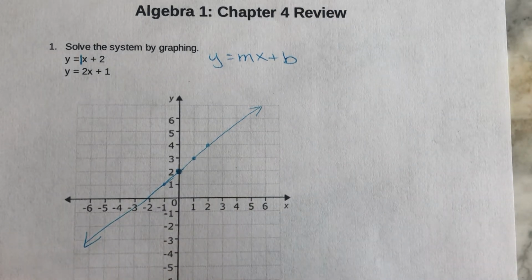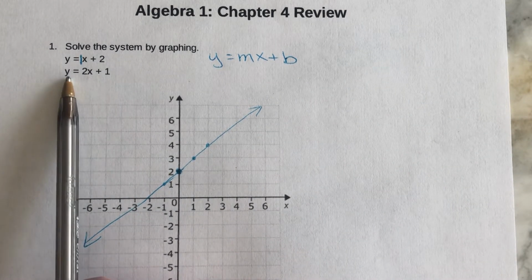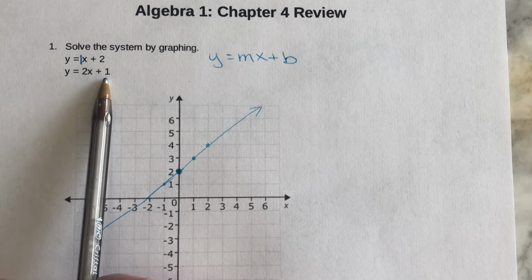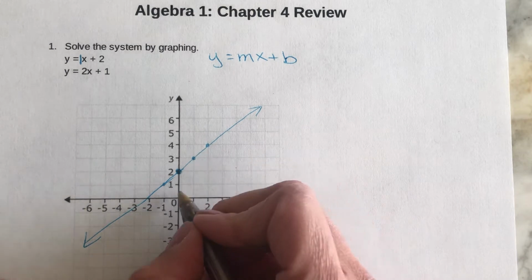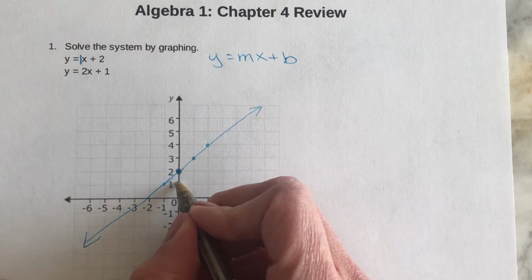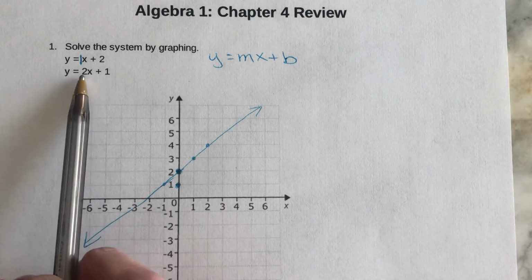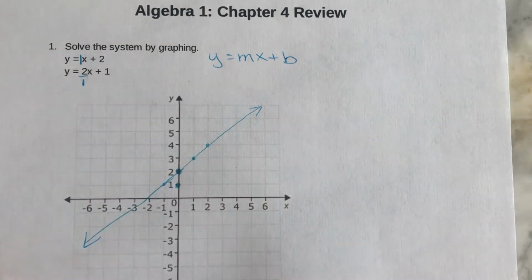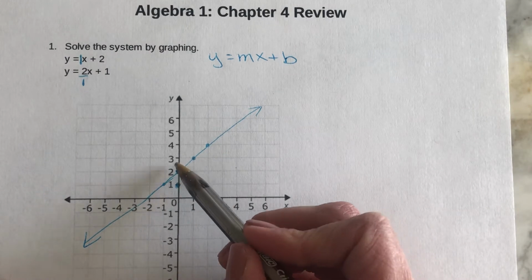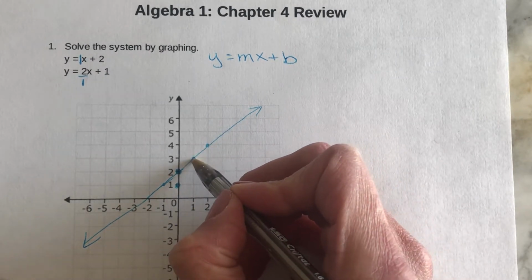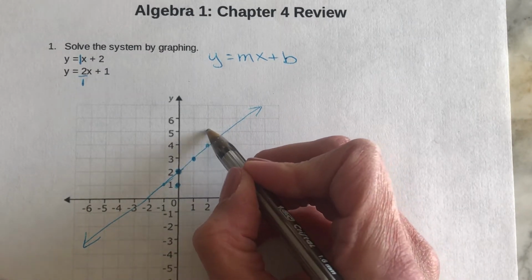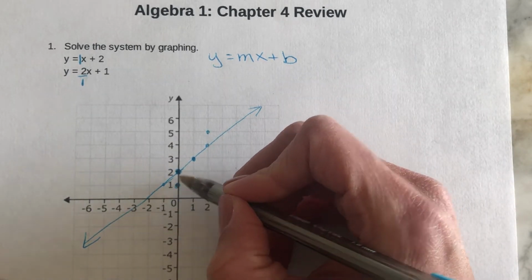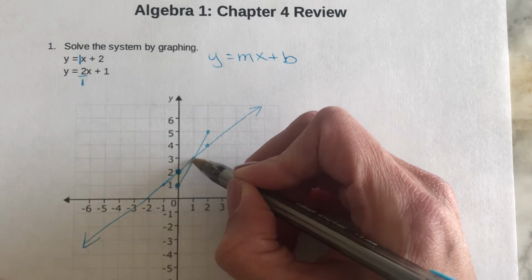All right, and then we're going to do the next equation. We're going to graph the second one here, starting again at the y-intercept. So we're going to start at positive 1 on the y-axis. And now our slope is 2. To make that into a fraction, we can say that's 2 over 1. So up 2 over 1, up 2 over 1. And then I can make my line there.